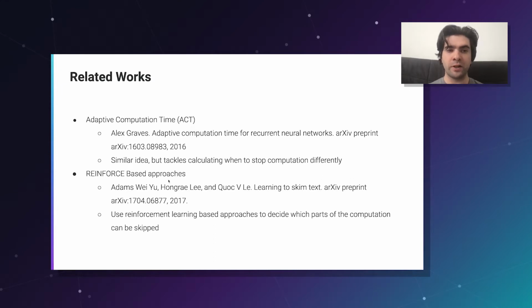In addition to this, a number of different authors have explored using reinforcement learning-based approaches like REINFORCE to decide which parts of a given computation we can skip. So you can think of, in this paper, Learning to Skim Text, the authors build up a reinforcement learning-based approach to decide which layers they can effectively skip when they're actually doing their training and inference. So it's definitely a cool subfield, and one that has a lot of active research going on in it.